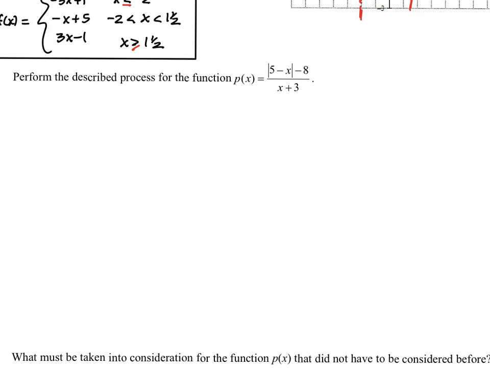Okay, for this last example, this is lesson 1-8, rewriting absolute value functions as piecewise defined functions. This one's a little bit different because you have a numerator and a denominator.